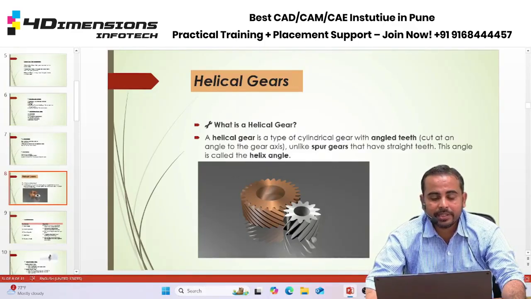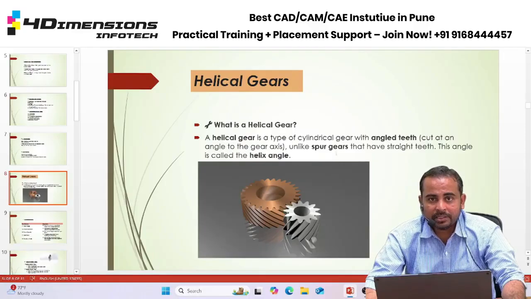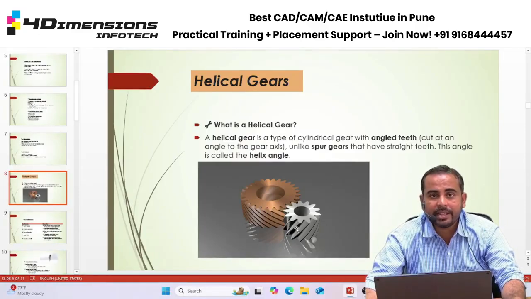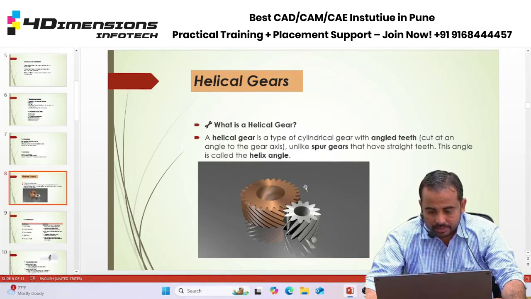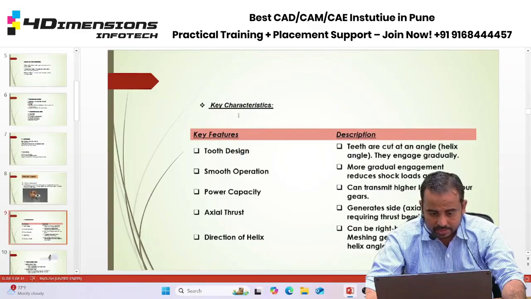Talking about helical gears. A helical gear is a typical type of cylindrical gear, meaning the teeth are cut at an angle to the gear axis. Unlike spur gears that have straight teeth. We have seen that in spur gears the teeth are straight, but in helical gears the teeth are cut at a helix angle with reference to the gear axis. So this is the main difference between spur gears and helical gears.